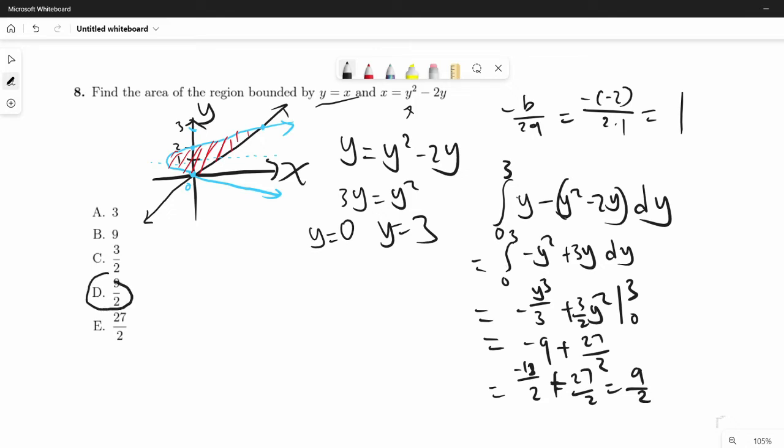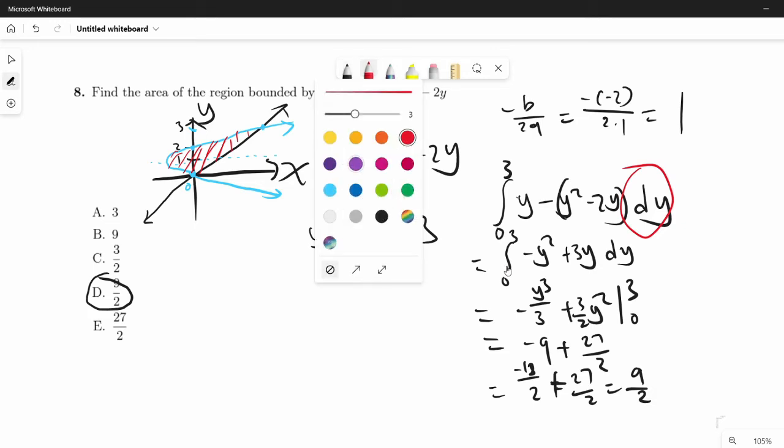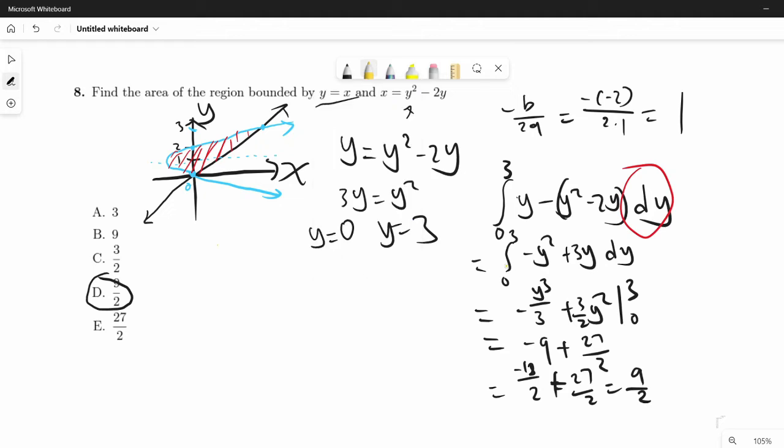But I want to go more in depth on dy stuff because I know that's a little bit confusing. So let's just go back. I'll use a different color. So if we were to choose dx in this situation, we'll have to consider the y's that we're looking for, since we're dividing this area into infinitesimally small x's, right?